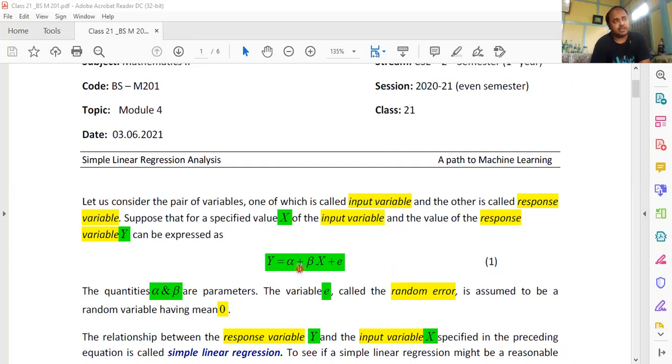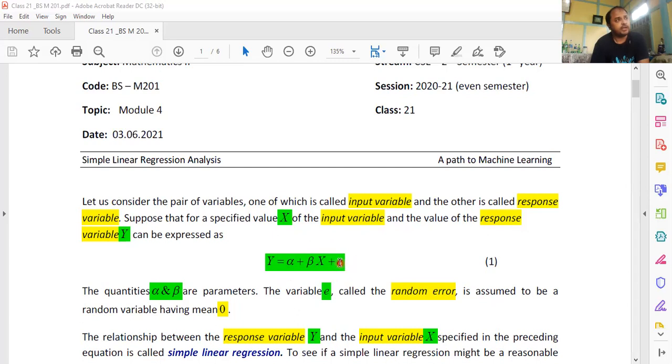They are behaving just like we write y equal to mx plus c, where here we have considered m to be our beta and c to be alpha. But one extra term has been added here, that is called e. That e gives you the random error whose mean value is 0.